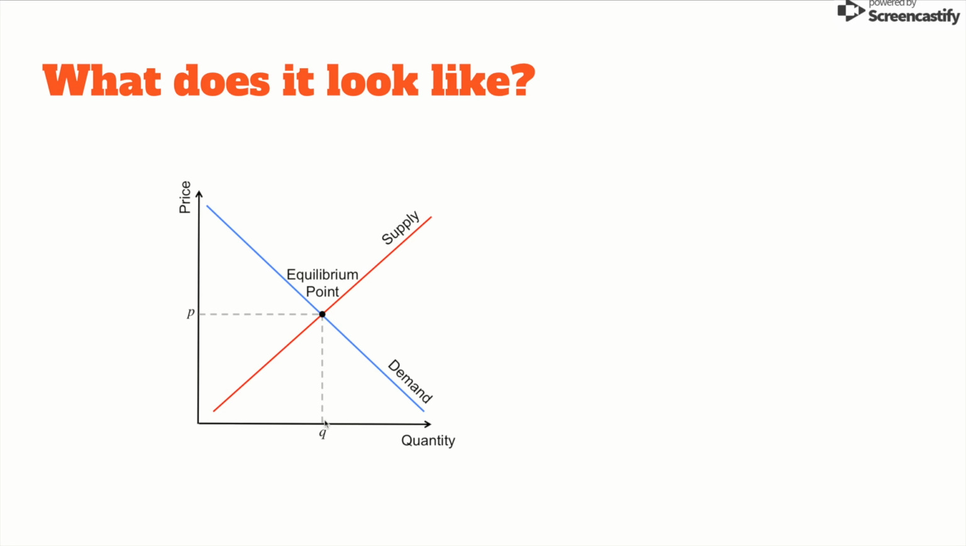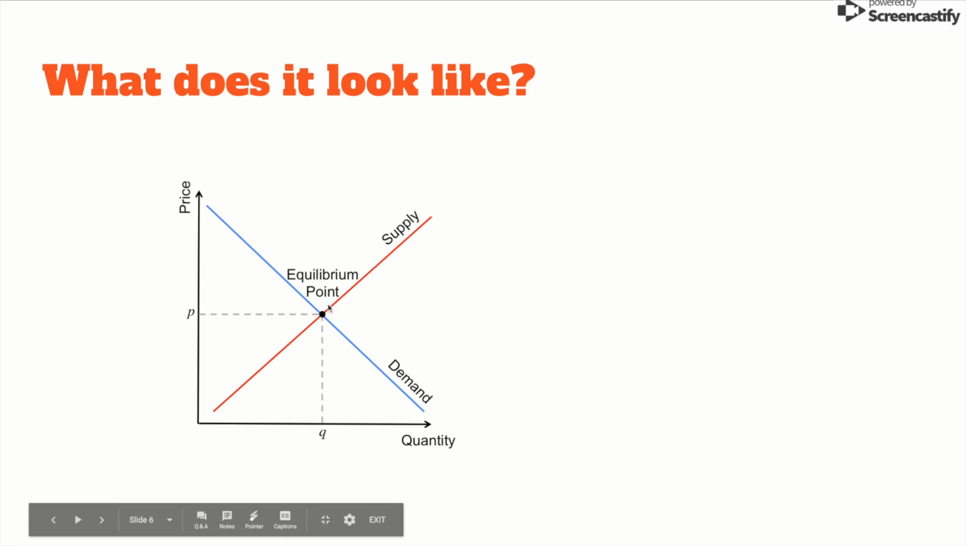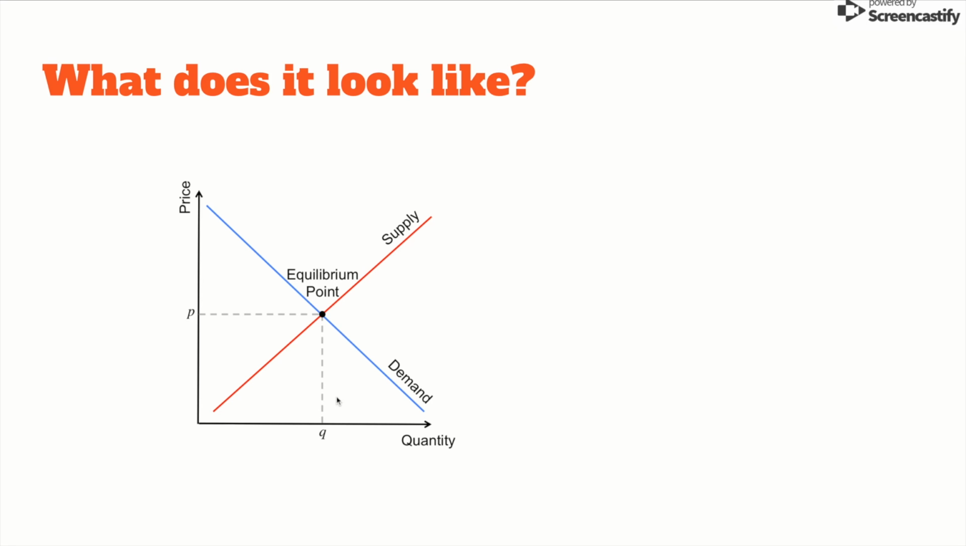So we have an equilibrium point. At this point, when the supply meets the demand, the quantity meets with the price, and this is how much it costs for a certain quantity.